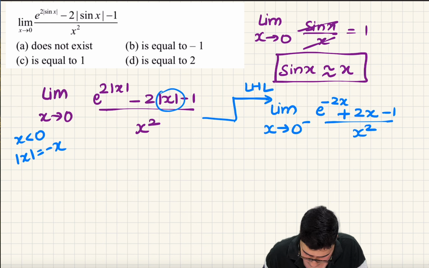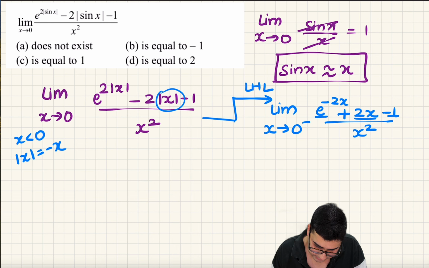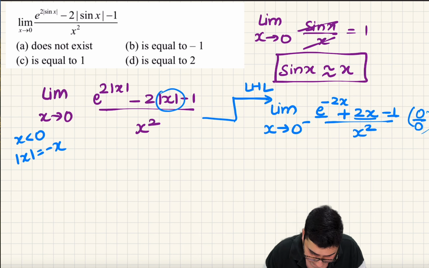Okay, so now I must check the form and it must be 0 by 0. So let's check that. If x is 0, then this becomes 0. E to the power 0 is 1. 1 minus 1 is 0. And the denominator is 0. Now 0 by 0 form means I can apply LHR.